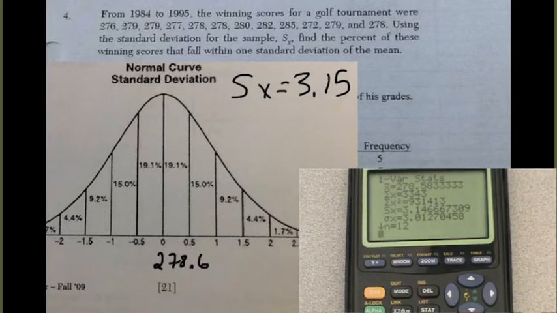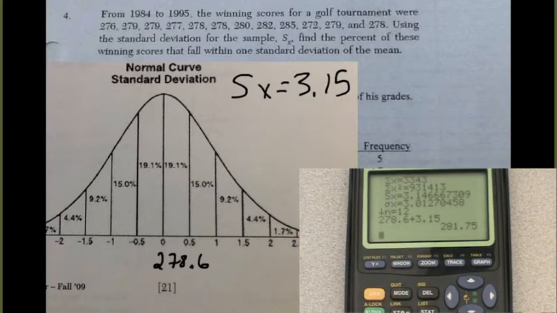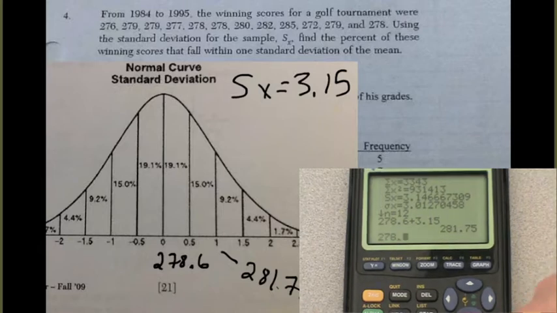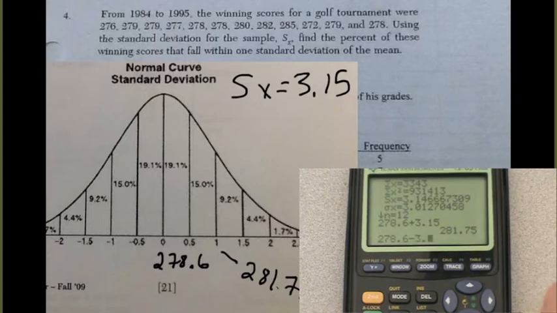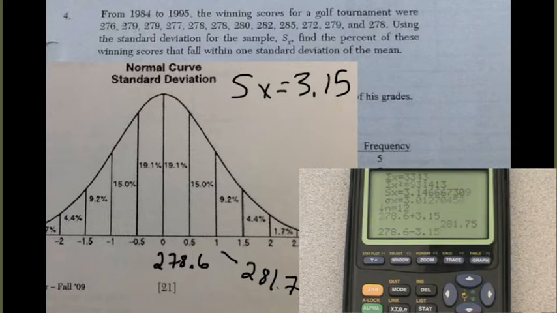So you want to do 278.6 plus our standard deviation, which is 3.15, which gives me 281.75. And you also want to do 278.6 minus 3.15 and see what you get. And that'll give us 275.45.